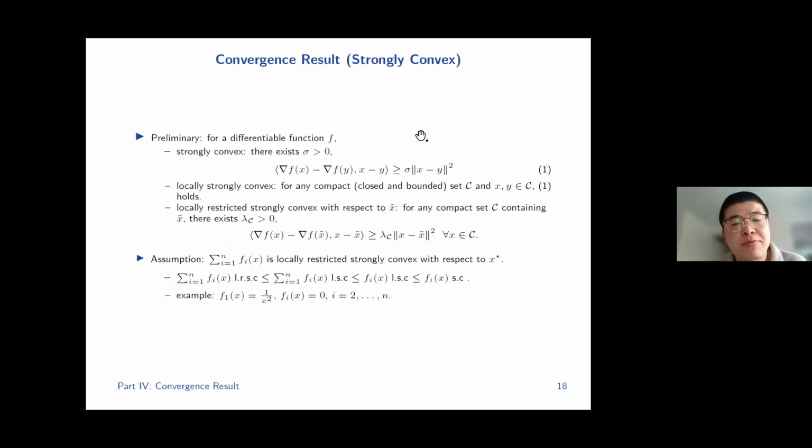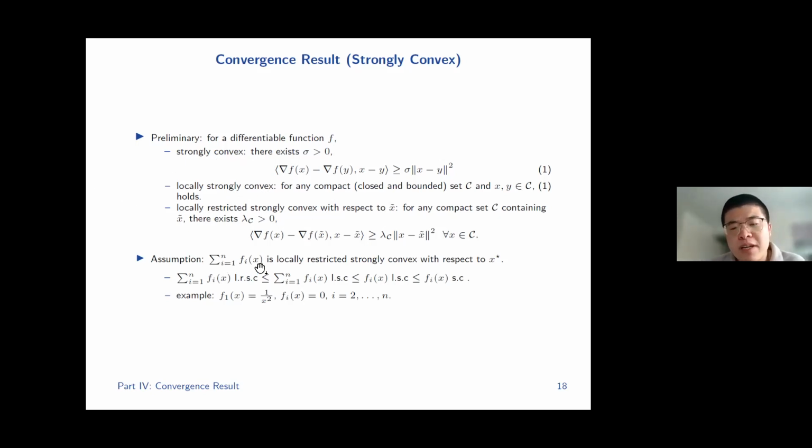We also derive convergence results under another assumption. Here we first give some preliminary knowledge. Here are the definitions of strongly convex, locally strongly convex, and locally restricted strongly convex with respect to a point Q(x). For these definitions, strongly convex is stronger than locally strongly convex, and locally strongly convex is stronger than locally restricted strongly convex.